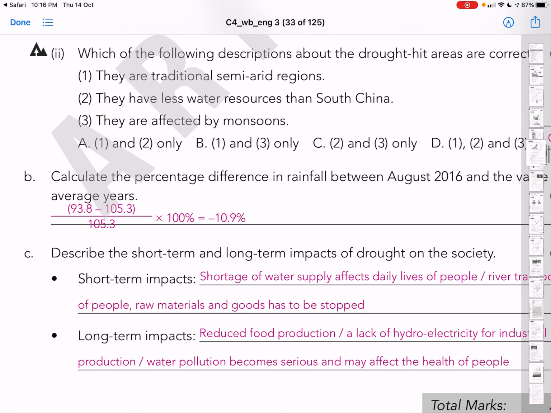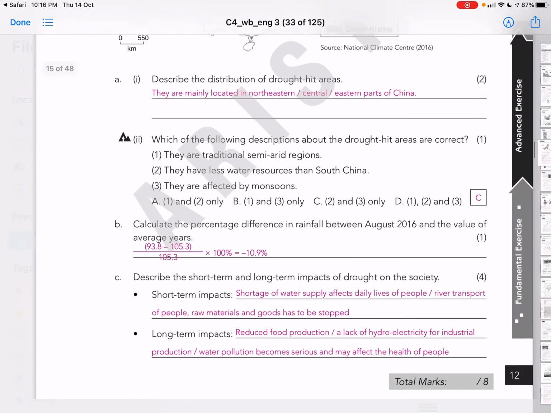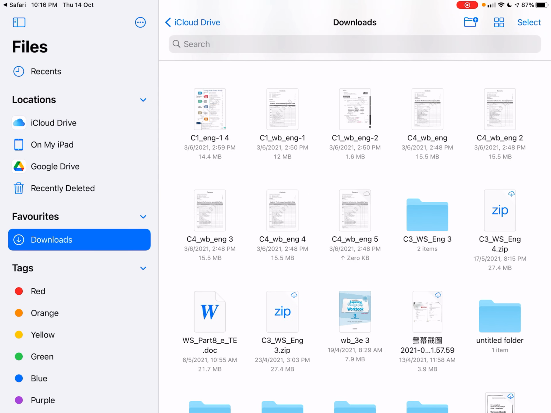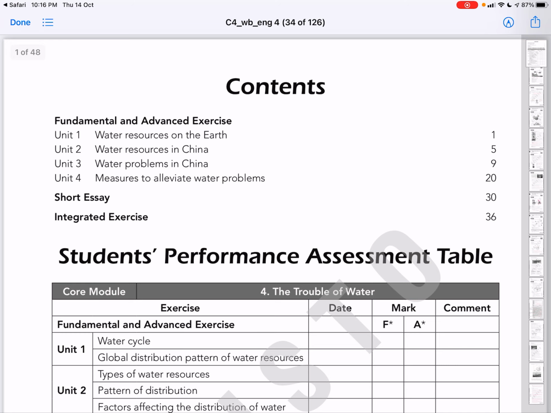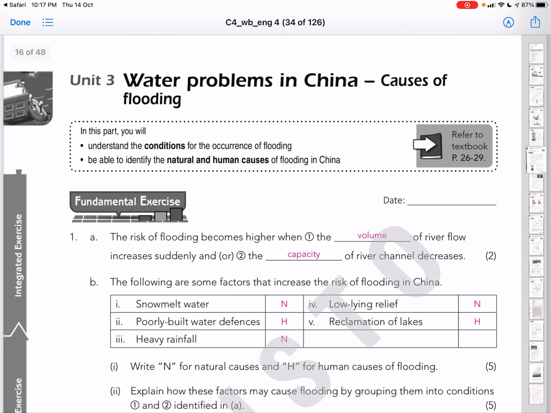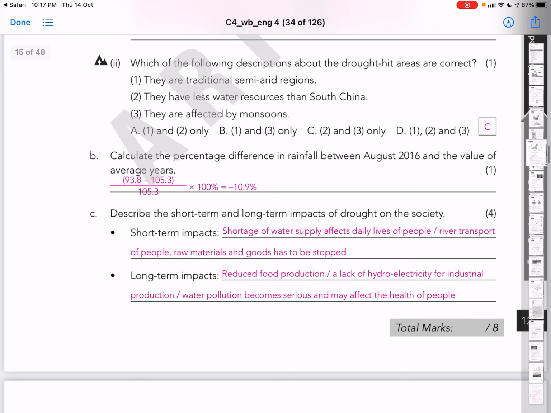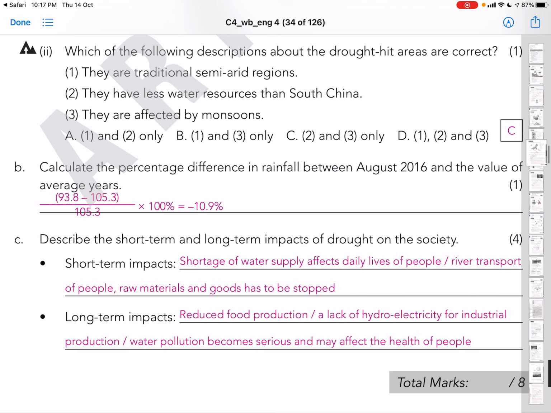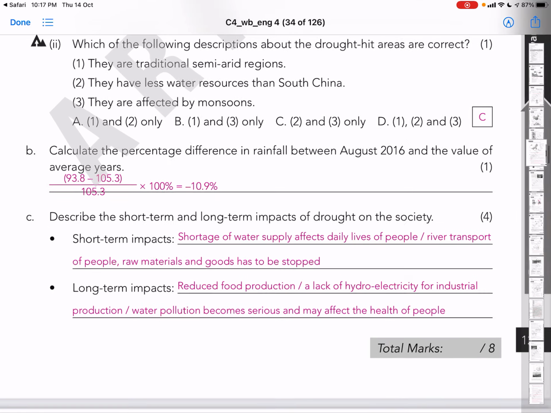It is talking about percentage difference. Bear in mind, how do you measure it? Wait a minute. How do you measure it? Indeed, you are going to measure the new figure minus the old figure, over the old figure, times 100%, and then you will have the answer, which is minus 10.9%.